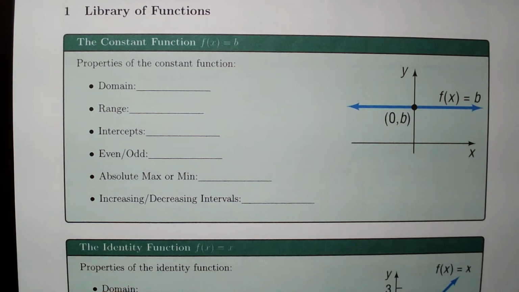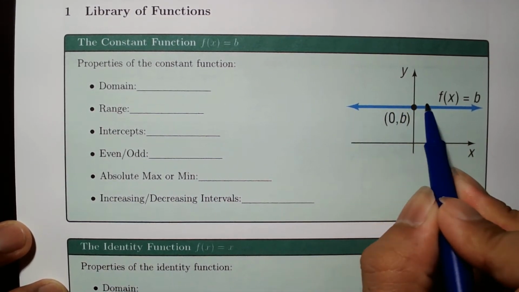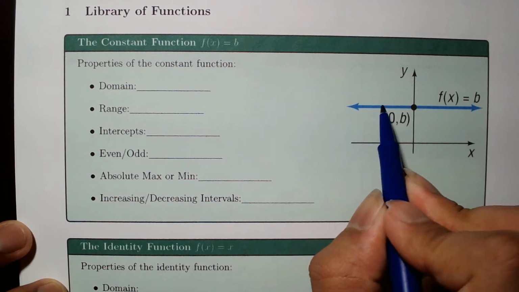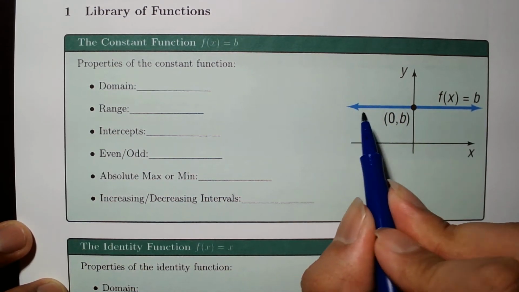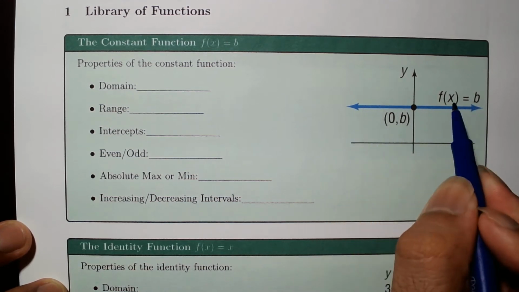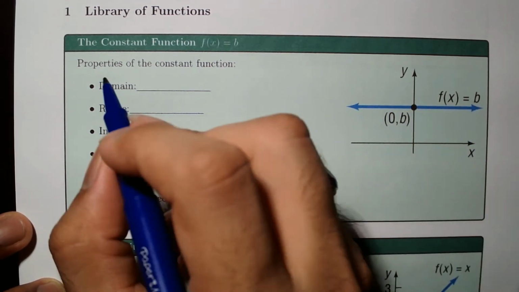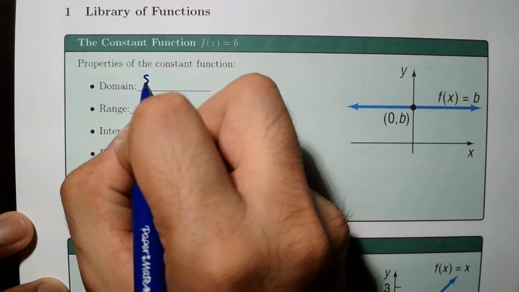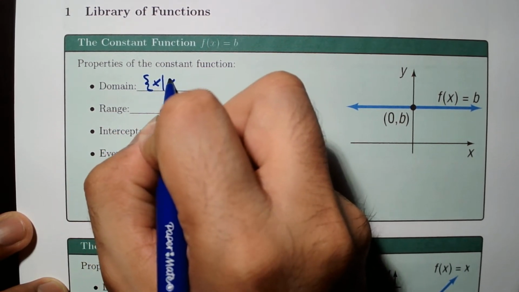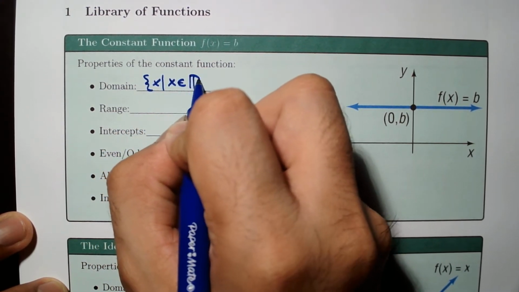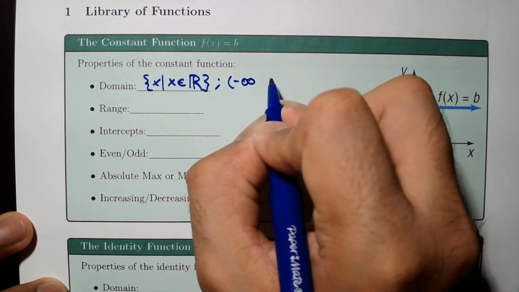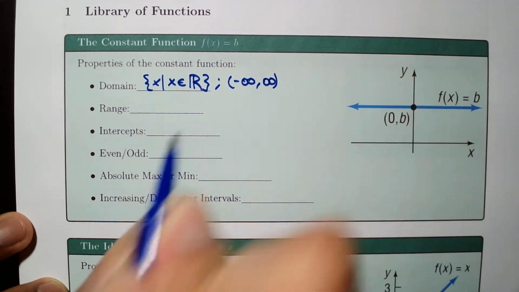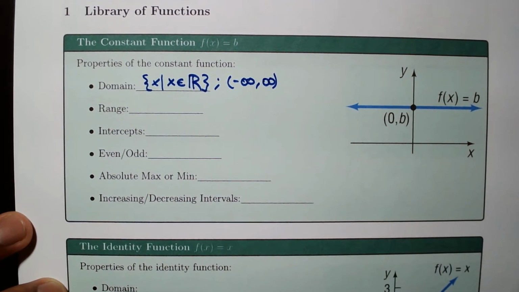Okay, so the domain, from the graph, we get it by observing the graph from left to right, and in this case, notice this function covers all real numbers, which in set notation is x such that x belongs to the set of all real numbers, or using interval notation, negative infinity to positive infinity. Those are the two ways to represent the domain of that function.